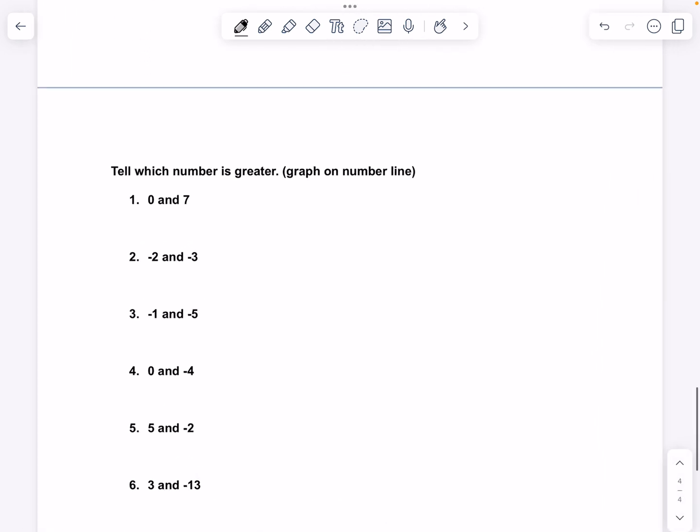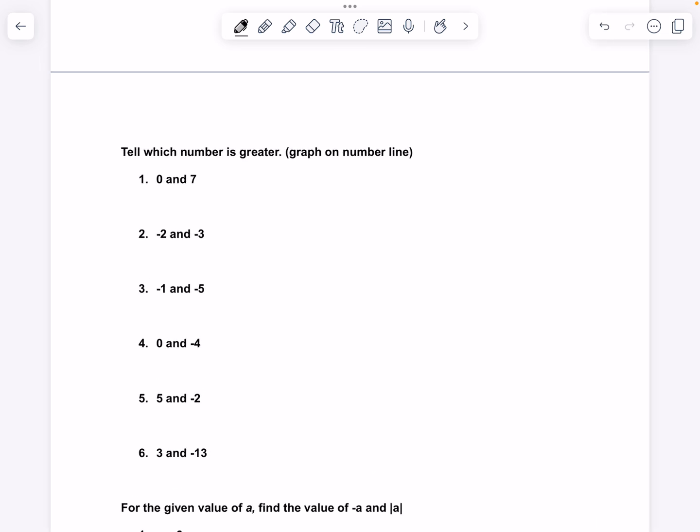Tell me which number is greater, and it just lists numbers. So general rule is that when we use a number line, the number on the right is always greater. So for example here, we start at 0, 1, so forth, so on, and 7. So 7 is on the right side, so it will be greater than 0. So 7 is the greater number. We would apply this for like most of the numbers.